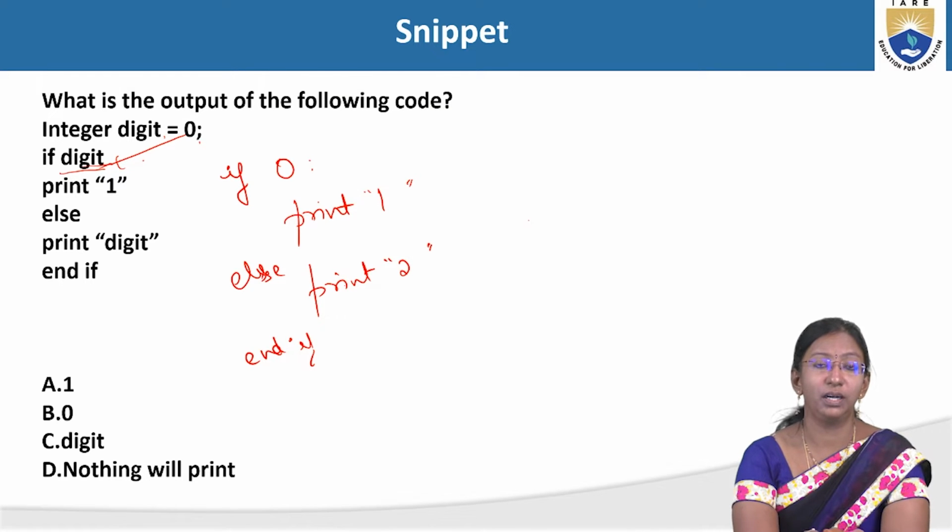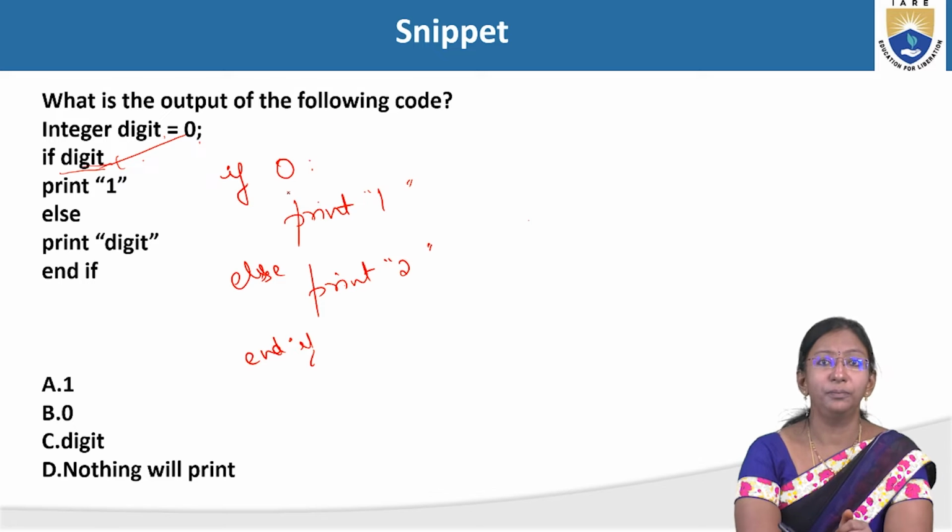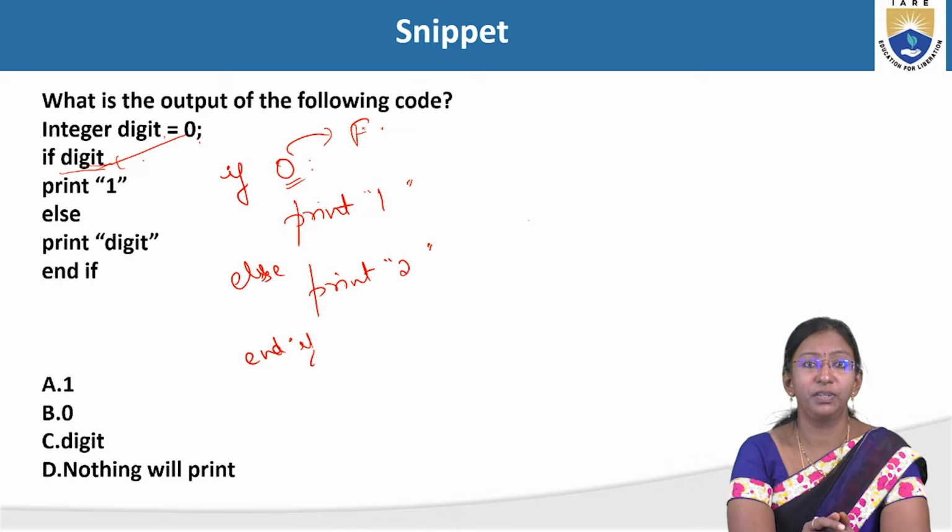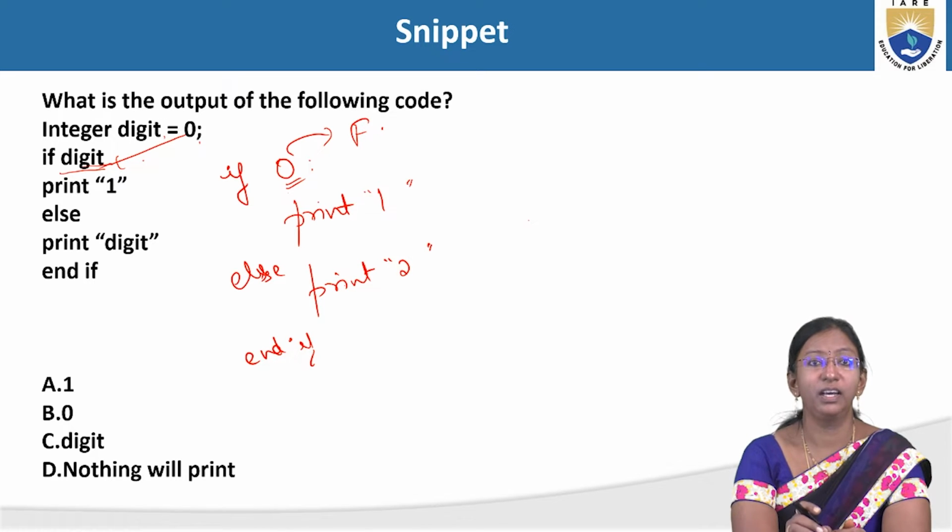Please do not think that they are not comparing the value of digit with any other variable or value, so the condition is missing. No, my dears, the condition is there. The condition itself is 0. The condition here is the value of the digit, whatever it may be. Here it is 0. That means, as I said in the previous sessions, except 0, everything is true. So here 0 is false.